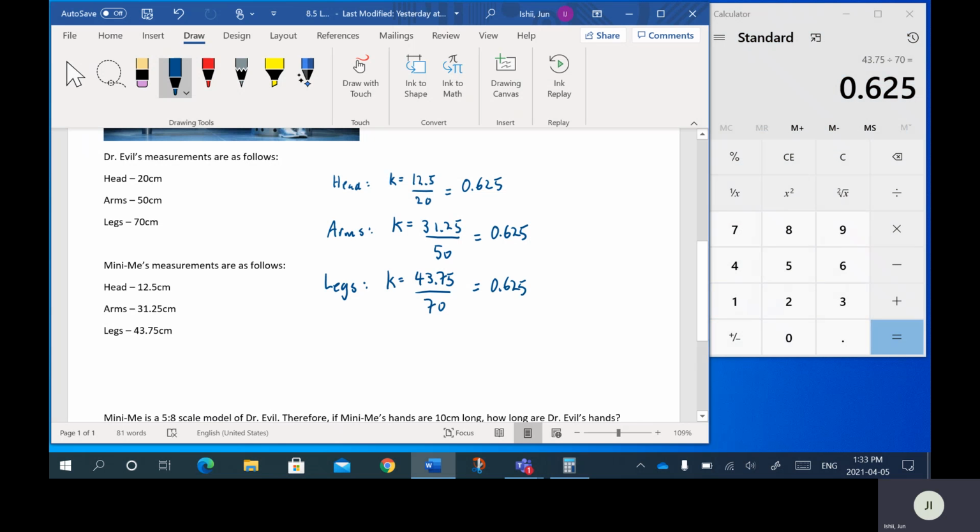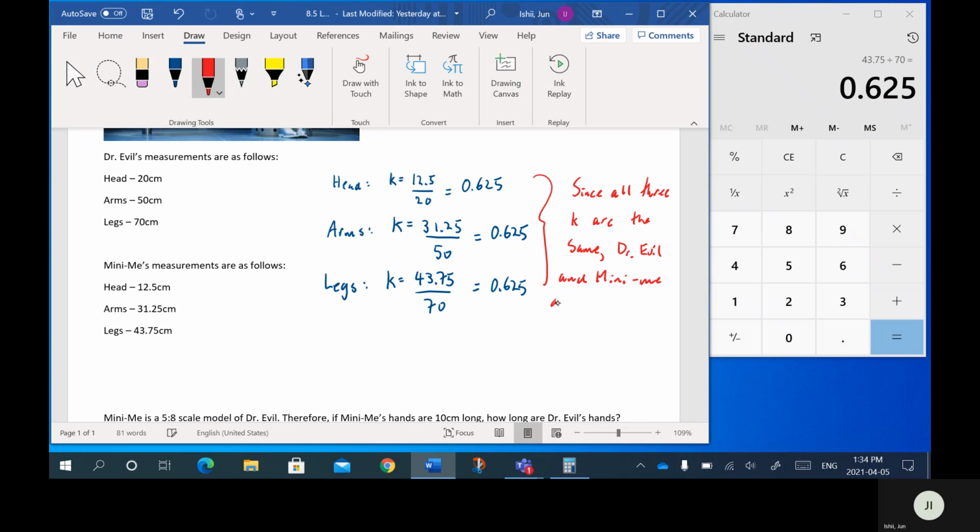All right, so since all three scale factors, in other words k, are the same, what that means is Dr. Evil and Mini-Me are similar objects.